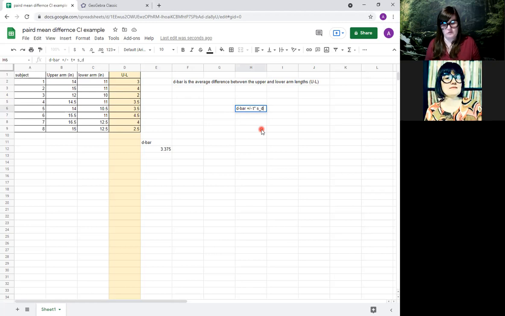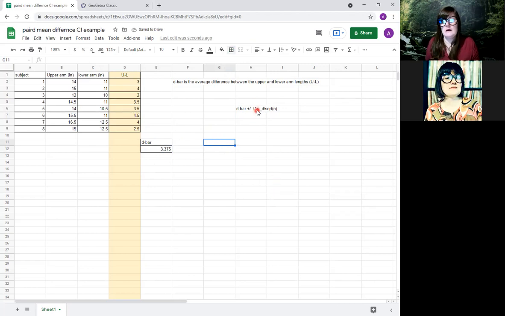I'm sorry, S sub D is creating the standard error, divided by the square root of n, our sample size. The way you type square root is a weird thing: you type SQRT for square root, SQ for square and RT for root. The things I need to create this formula: first I need D bar. Well, I've got that.